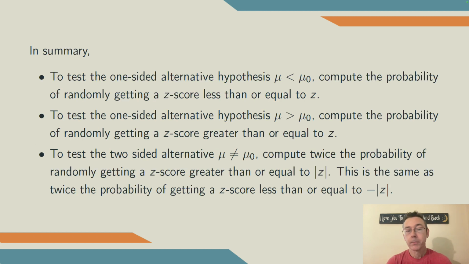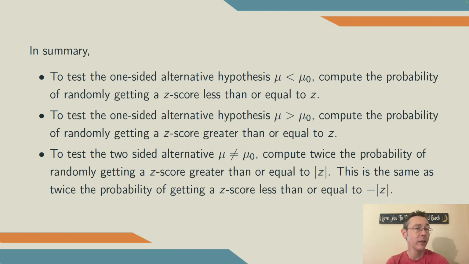To summarize, to test a one-sided alternative that the true population mean is less than a specific value, we compute the probability of randomly getting a z-score less than or equal to that z. To test the other one-sided alternative that the true population mean is greater than the specified value, we compute the probability of randomly getting a z-score greater than or equal to that z. And finally, to test a two-sided alternative, we compute twice the probability of randomly getting a z-score greater than or equal to the absolute value of z.